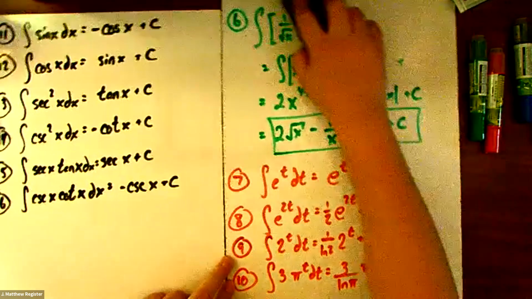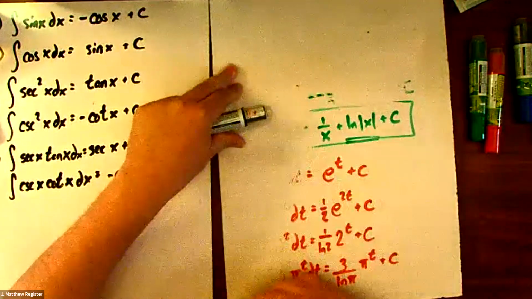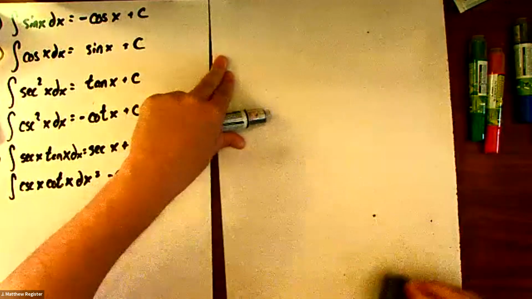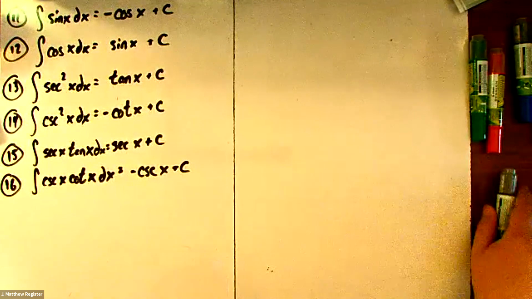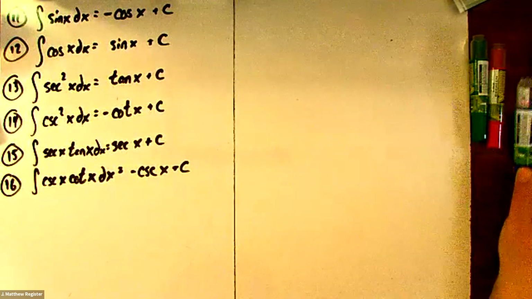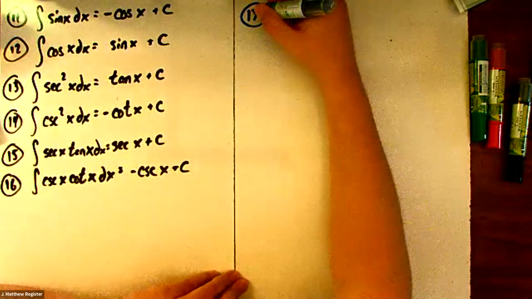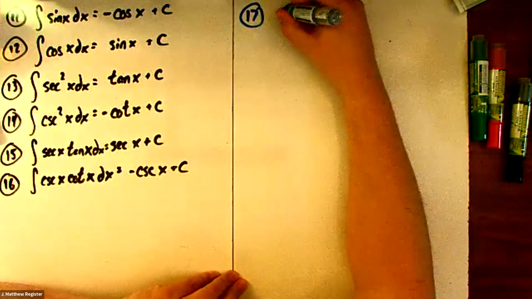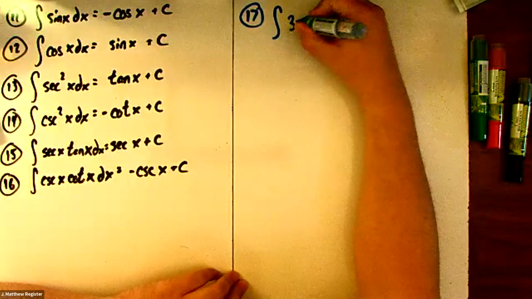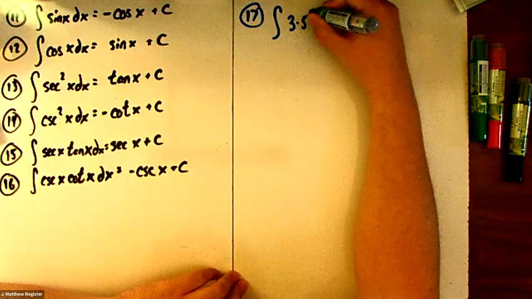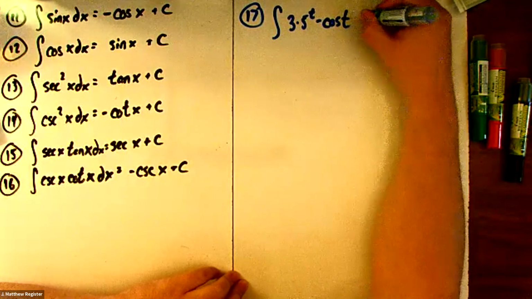17, 18, 19, and 20 are a little bit trickier, but not a lot trickier. So let's work through them real quick. And so 17 is the integral of 3 times 5 to the t minus cosine of t dt.